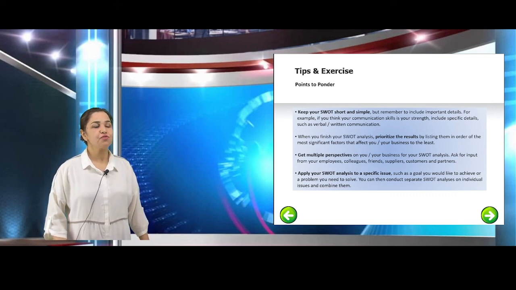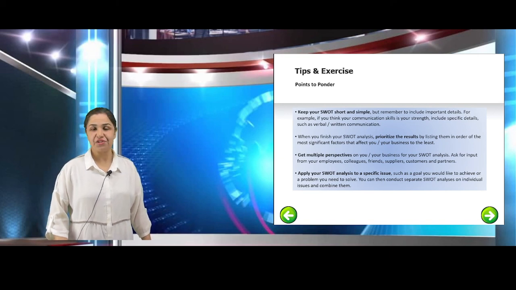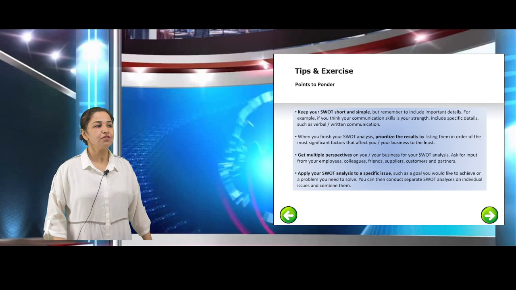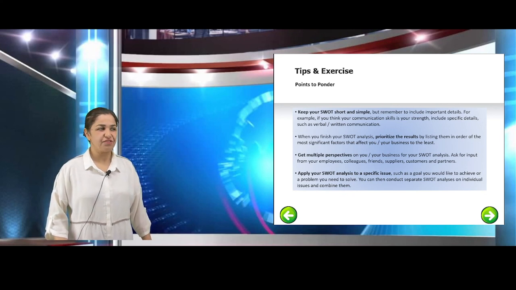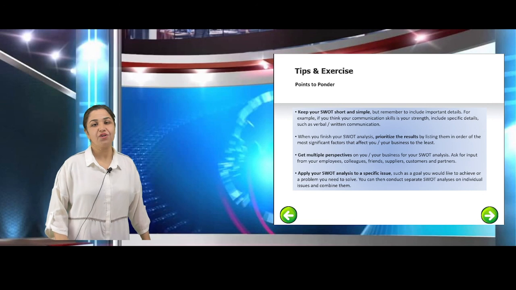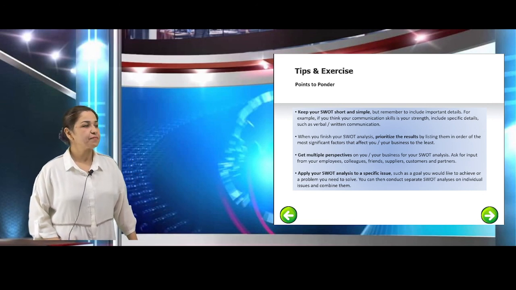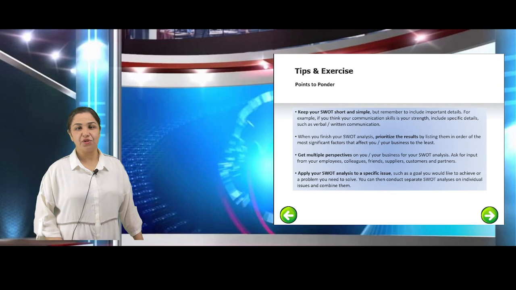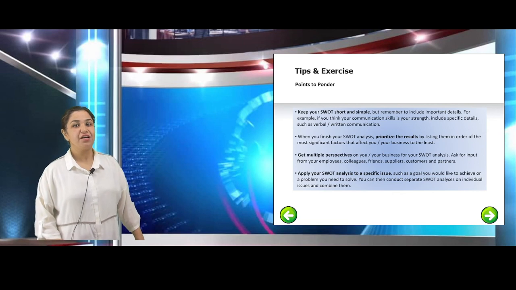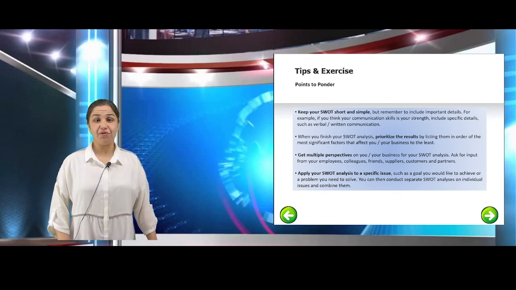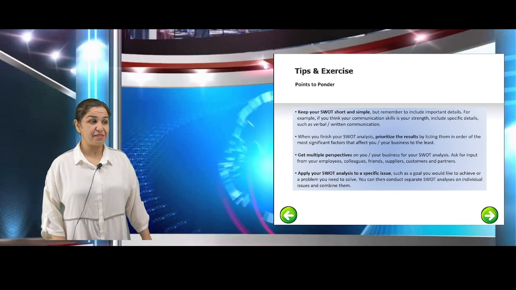When you finish your SWOT analysis, prioritize the results by listing them in order of the most significant factors that affect you or your business. Get multiple perspectives on your business for your SWOT analysis, this is a very important one. Ask for input from your employees, colleagues, friends, suppliers, customers, and partners. Their ideas are always helpful and important for your business.